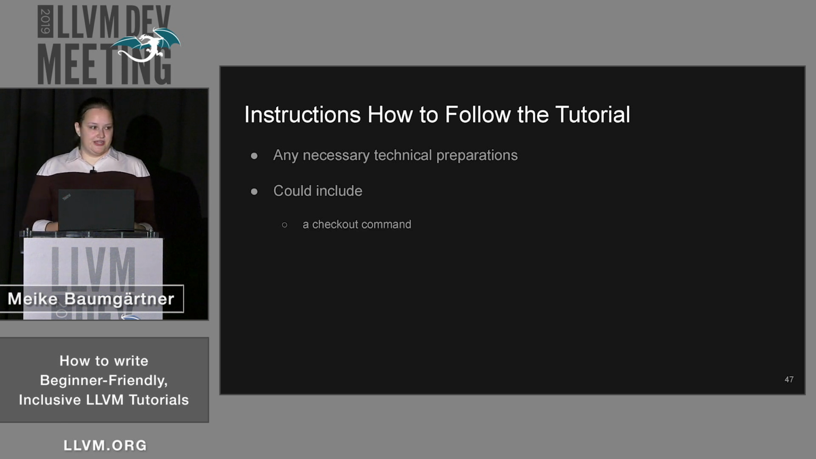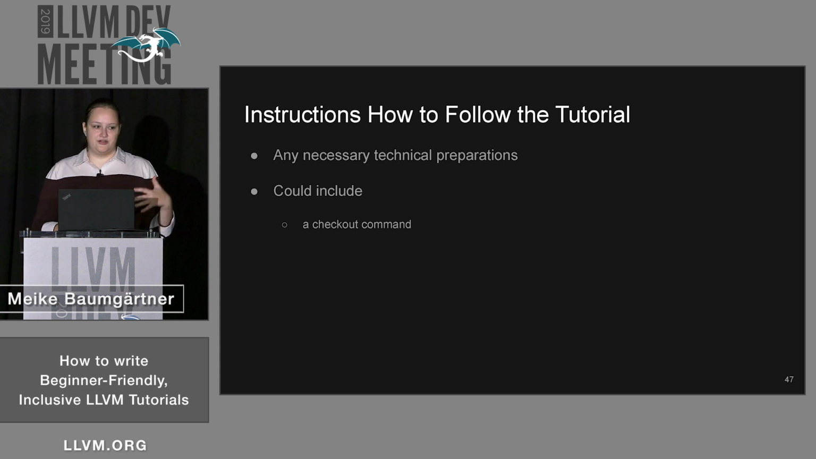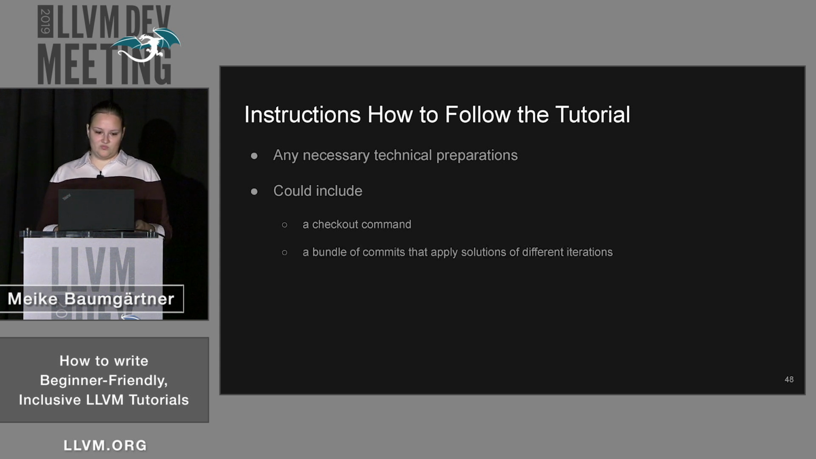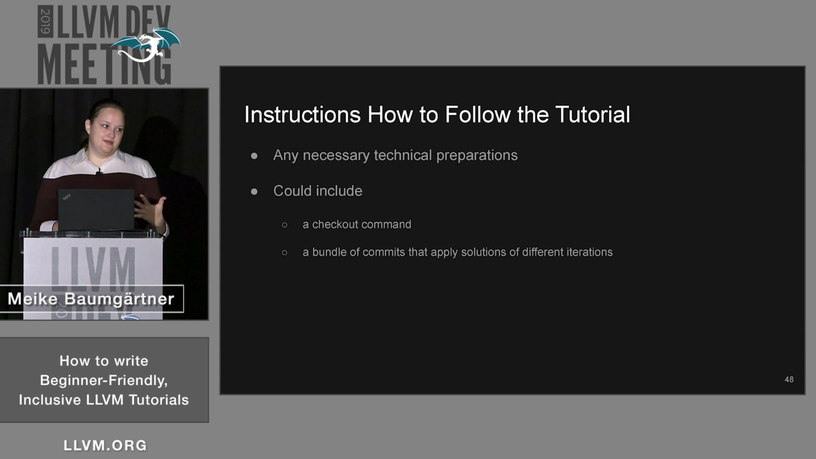This could include a checkout command, explanations on how to get the specific parts of your project, and it could also, for example, include a bundle of commits that apply the different stages of your tutorial to the code base, in case the beginner gets stuck and really wants to start at some certain iteration of the problem.